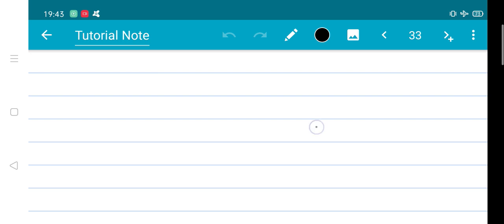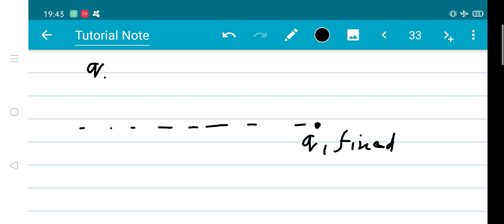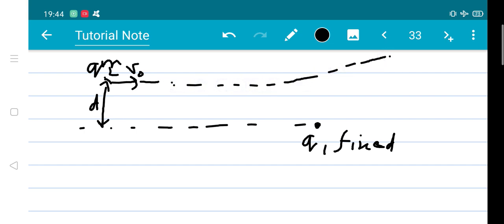Suppose we have charge Q1 which is fixed here in this position, and another charge Q2 at a distance of d. Now here impact parameter is d. Let this Q2 charge move in this direction with a velocity v0 and have mass m. Now as it moves, the trajectory of this charged particle will be like this because of the repulsion.